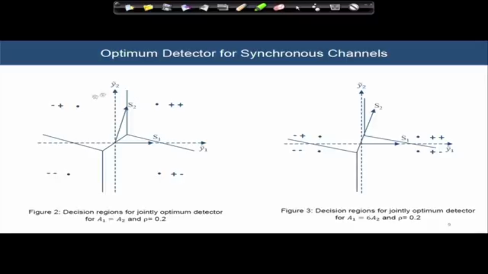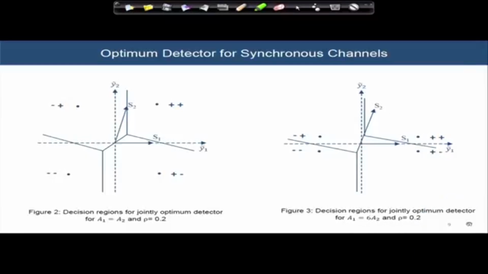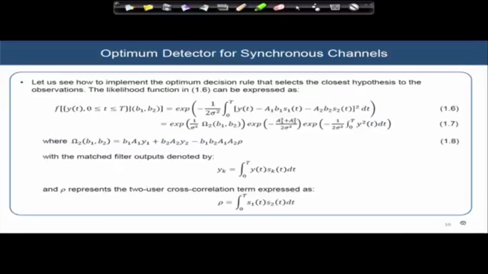So, this figure we have already discussed, and these are the decision regions shown for these values of A1, A2 and rho. Rho, we understand, is the cross correlation factor, and this is another situation where the relation between A1 and A2 is something like this, and rho also has different values. So, let us see how we implement this optimum decision rule that selects the closest hypothesis to the observations.